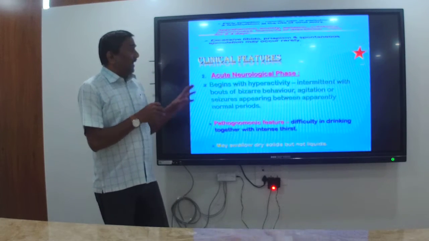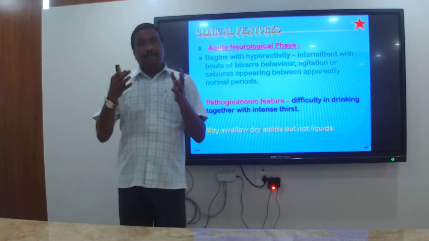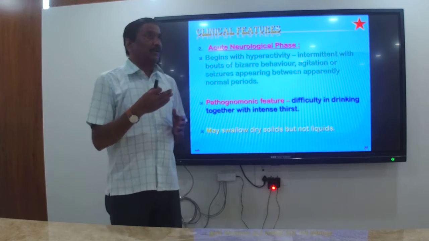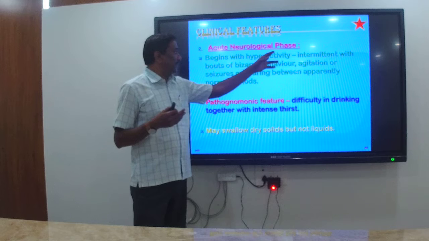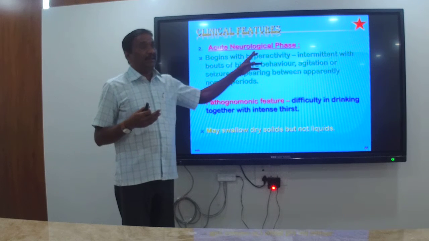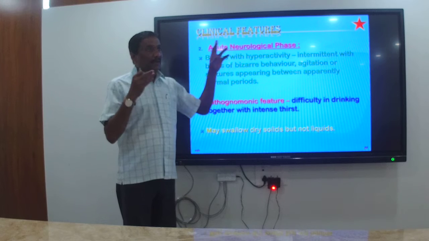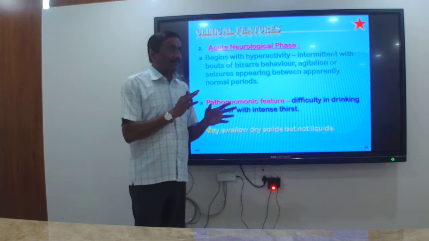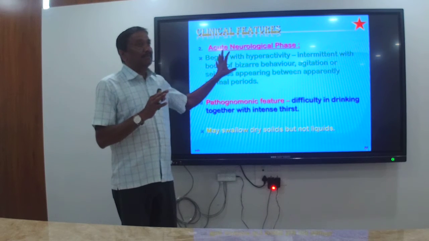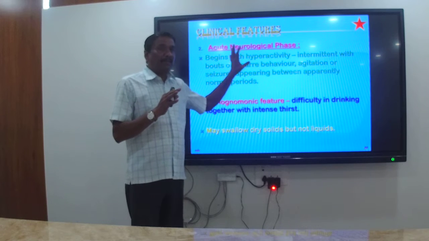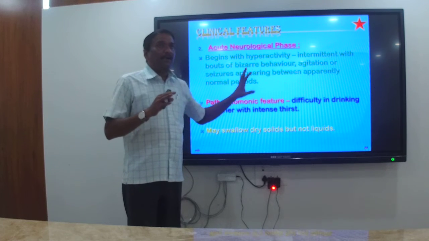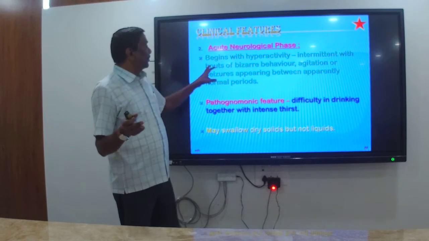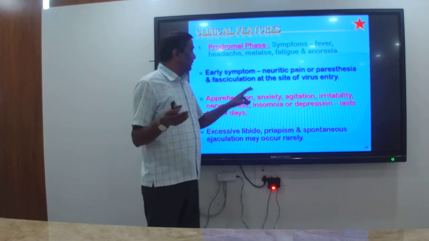Now, at this stage, the person is being involved with the CNS. And when the CNS is involved, it reaches the second stage called the acute neurological phase, where there is hyperactivity in the patient. The higher functions slowly start decreasing or altering their normal function, during which the patient becomes hyperactive. A stimulus may be present or may not be present, but the patient becomes very hyperactive, shows bizarre behavior, bouts of bizarre behavior may be seen, agitation may be seen.